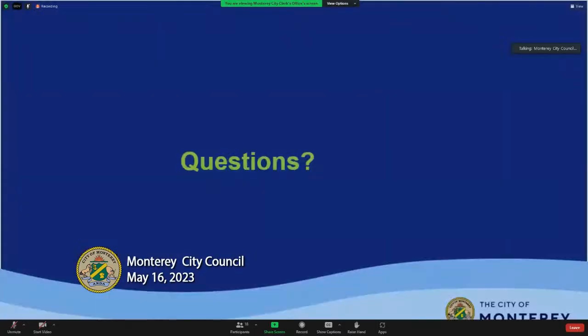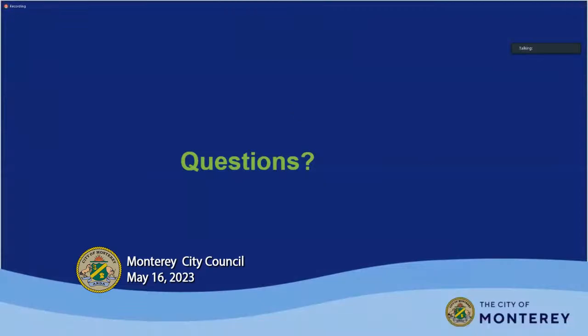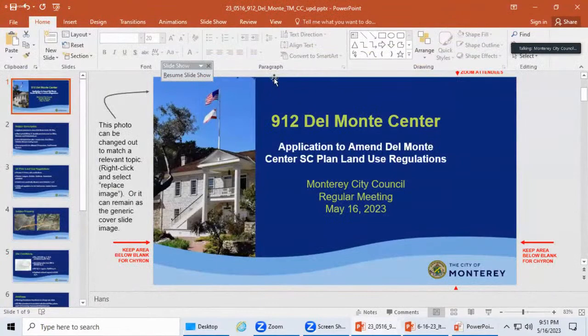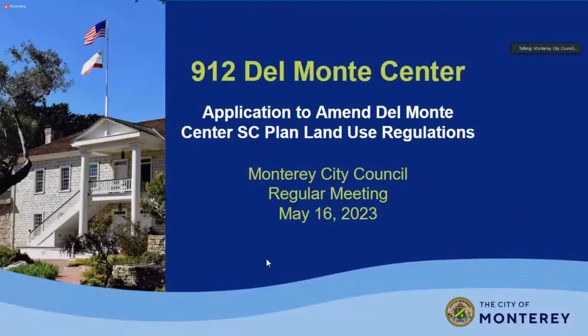So let's go to item number 16, a public hearing on the Planning Commission's recommendation to allow modified uses at Del Monte Shopping Center. And I'll pass it to Hans for staff presentation. Yeah, I'll leave it to Chris. So this is, in a nutshell, an agenda report that proposes to allow an additional use in our 912 Del Monte Shopping Center.